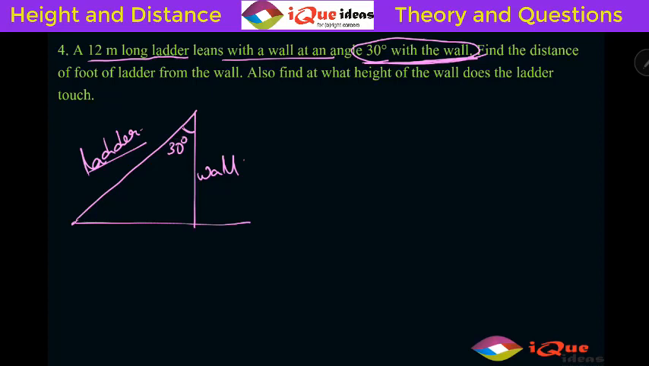This is where a lot of people make mistakes. You have to read the question very carefully. It says very clearly 30 degree with the wall. So this angle is 30 degree. Now the wall is always at 90 degree. One angle is 30 degrees.